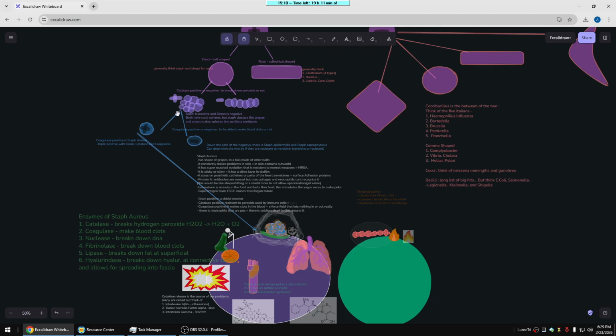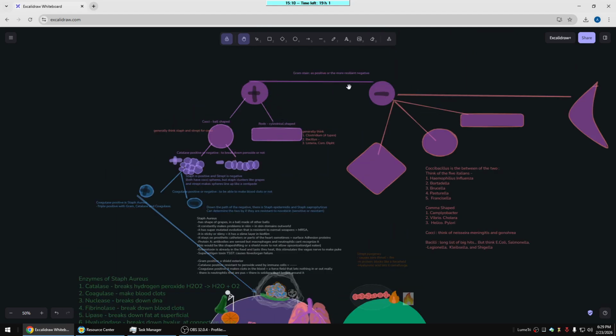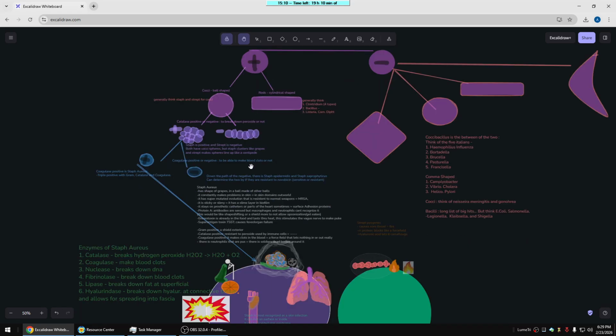While in the coagulase negative, so not having the ability to make blood clots, down that path is more Staph epidermidis and Staph saprophyticus, and that's what you think of. So generally positive or negative. On the positive side, there's cocci and cylindrical, and our positive or negative is what's on the surface: how many peptidoglycan layers do they have? One layer, two layers. In the cocci, there's staph and strep. In the rod side, there's Clostridium and Bacillus and a few others.